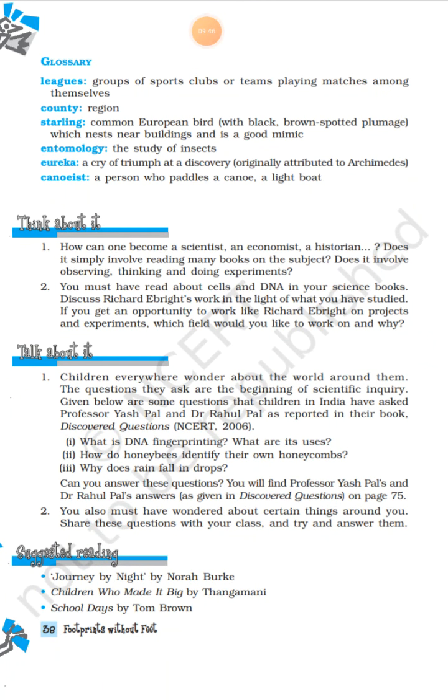Now let us see some of the glossary. Leagues: groups of sports clubs and teams playing matches among themselves. County is a region, a small place like Bijapur. Starling is a common European bird with black, brown spotted plumage, which nests near buildings and is a good mimic. Okay, starling: a common European small black bird, spotted with brown color spots, and its nests are near the buildings.